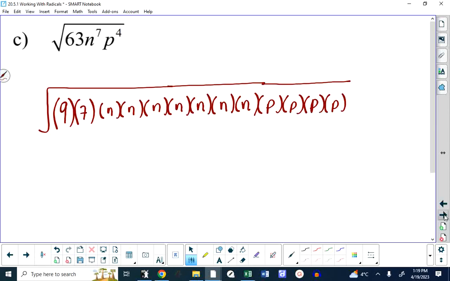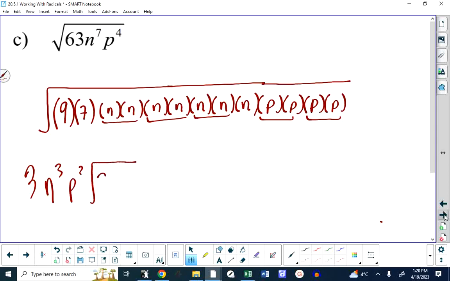The 9 outside of the square root is going to become a 3. I'm going to take out pairs of n's. So each of those pairs of n's becomes a single n outside, which is n cubed. I can take out a pair of p's and a pair of p's and write it as a p times a p outside, which is p squared, and simply have root 7n.